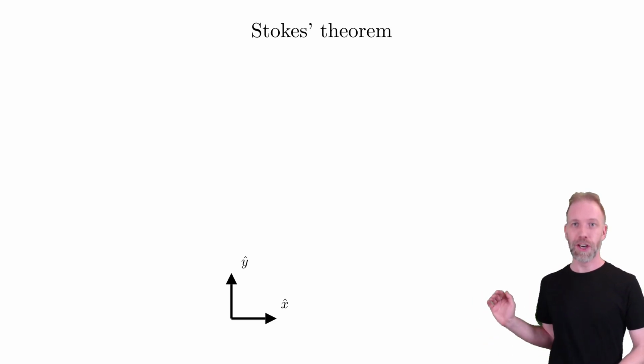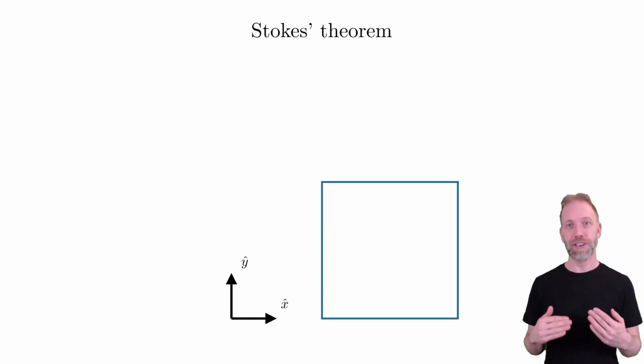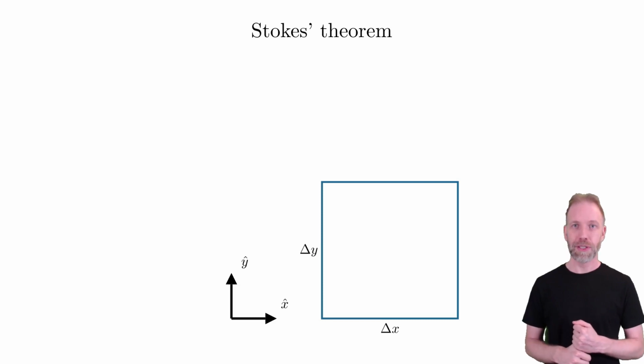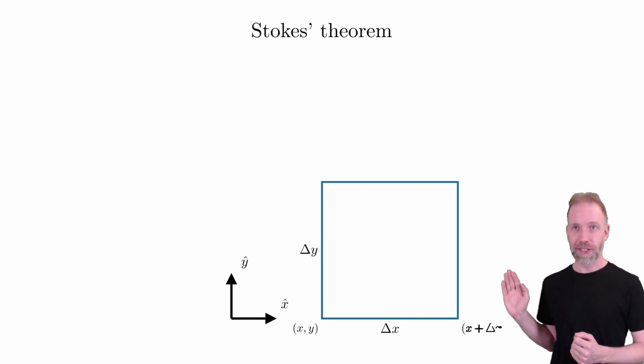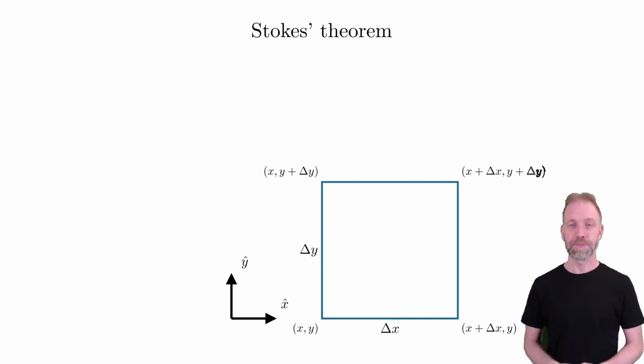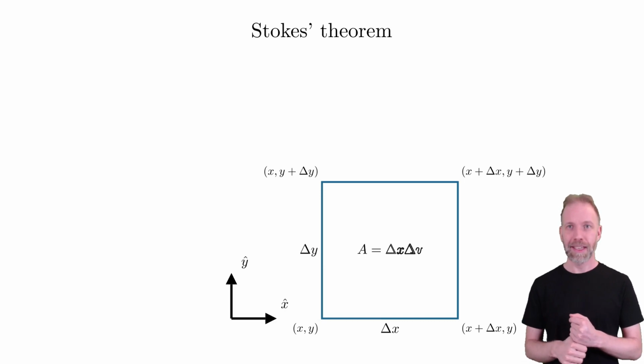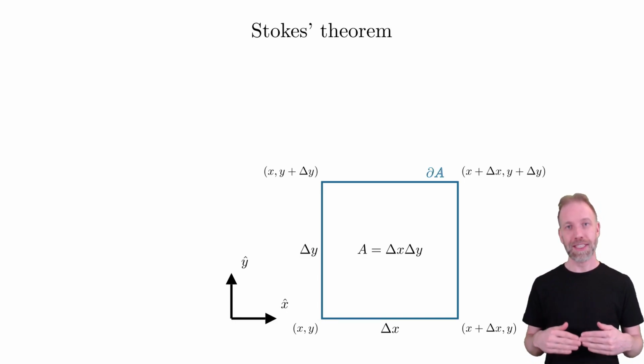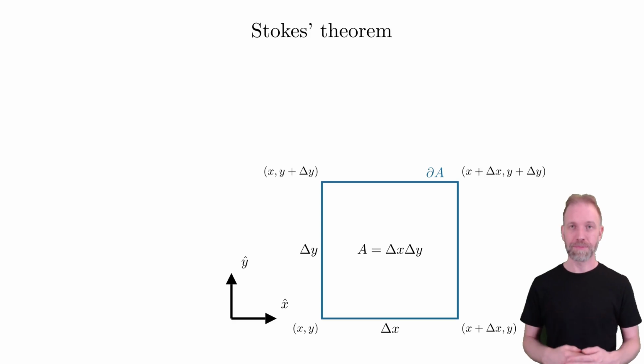Start by drawing a closed curve in the xy plane. This curve will, for simplicity, be a small rectangle. Call the size of this rectangle delta x in the x direction and delta y in the y direction. Define the position of the first corner x and y, which gives the following coordinates for all corners. Then call the area of the rectangle A, which is given by delta x multiplied by delta y. We will also call the closed curve, which is the blue line, the boundary of A.